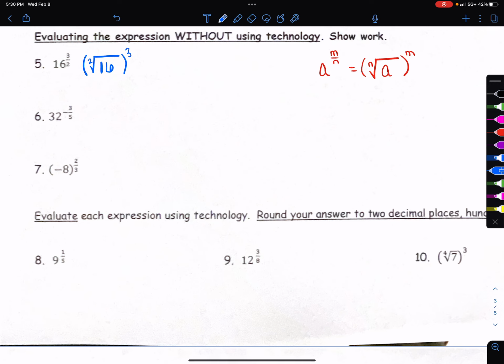My pen is kind of not working so well. So here I am going to say the square root of 16 is 4. 4 to the 3rd power, that's going to give me 64. Okay. All right, on number 6, I have 32 to the 5th root.